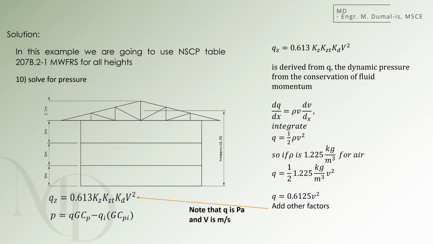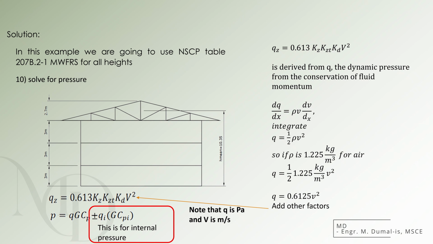After solving the initial pressure Q sub z, we will then solve for the final pressure P by accounting for internal pressure effects, so the equation will become Q times G times C sub P minus Q sub I times GCPI. To account for the duality of internal pressure, we will replace the minus operator with plus or minus.